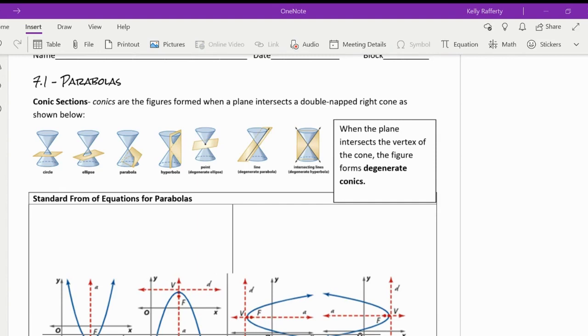conics. And conics can be formed by taking a plane. So we see in these pictures, there's these yellow planes. So taking a plane and intersecting it with what they call a double napped cone, which is these two cones stacked on top of each other. So if you go straight through, you get a circle. If you go on its side, you get an ellipse, which is like an oval shape.